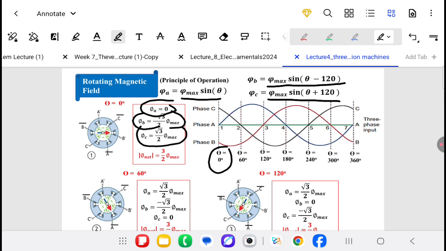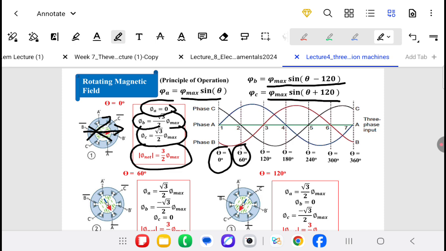We have only fluxes of phase B and phase C. Then we can get the net flux, which is equal to 3 over 2 phi maximum, and its direction is between phases B and C. Here we have the flux from phase B, and here is the flux from phase C. Then the resultant is between them, in the direction shown in the figure.